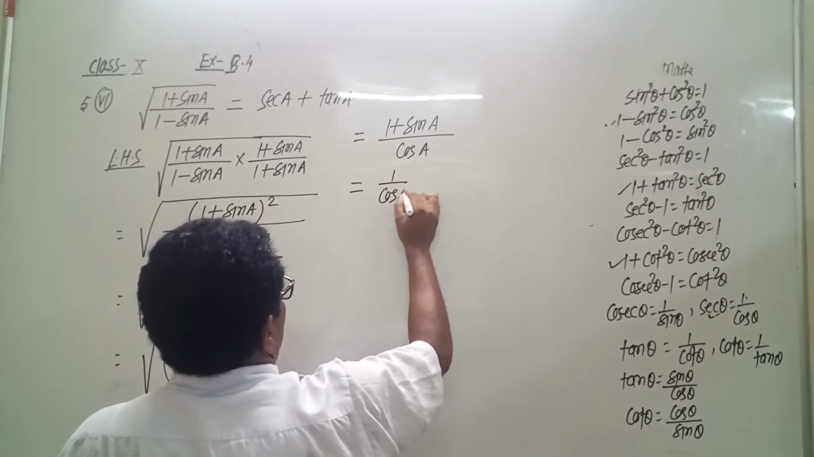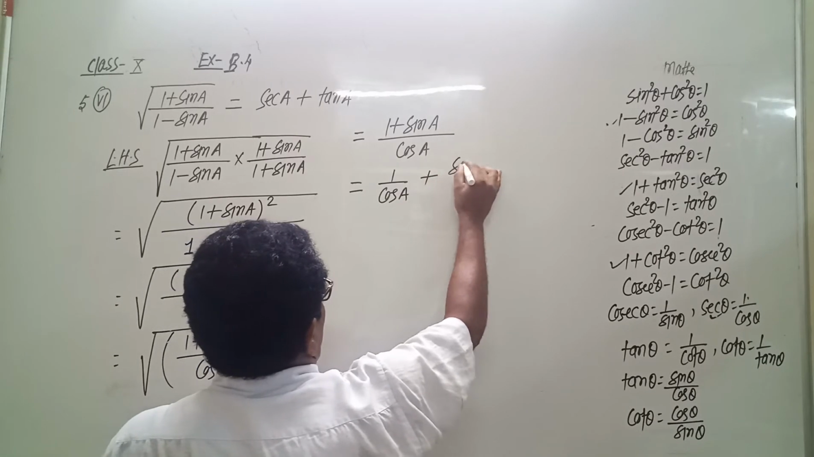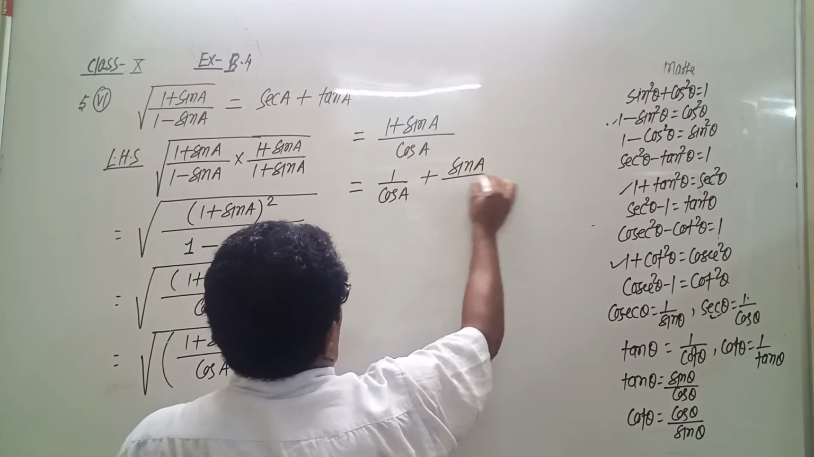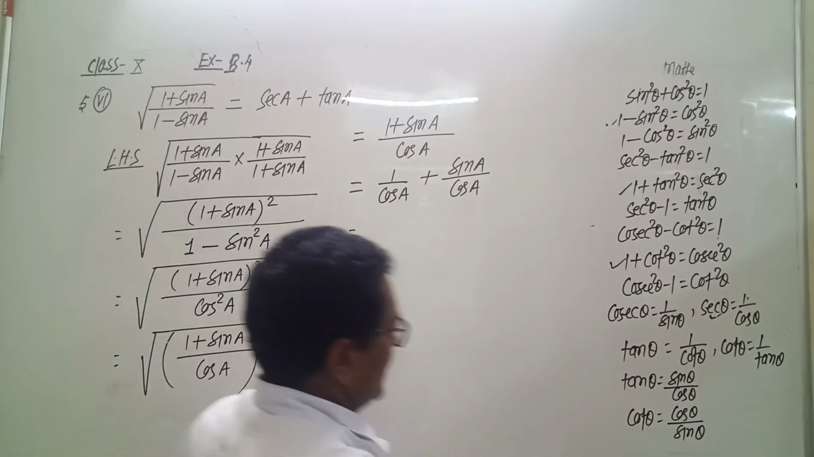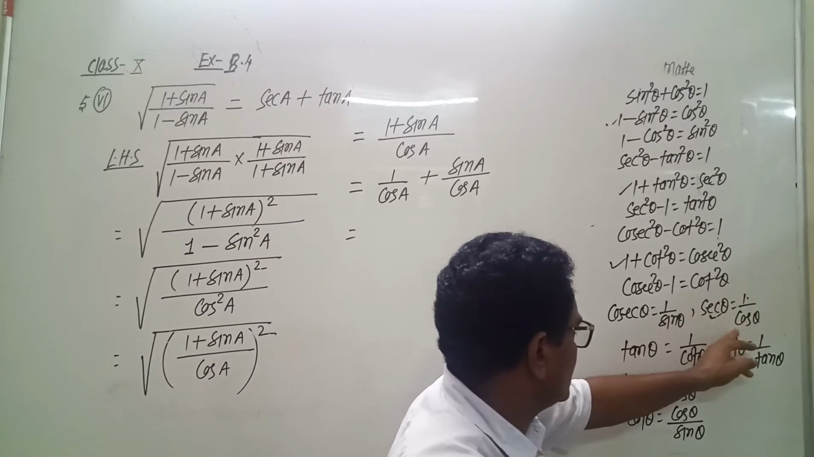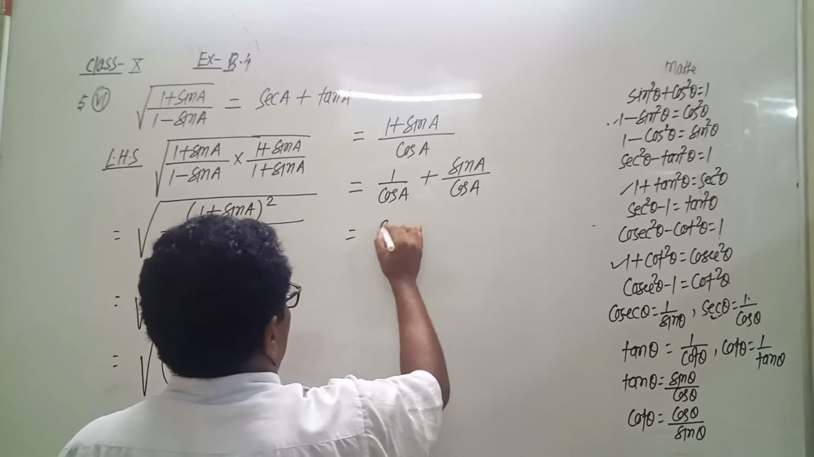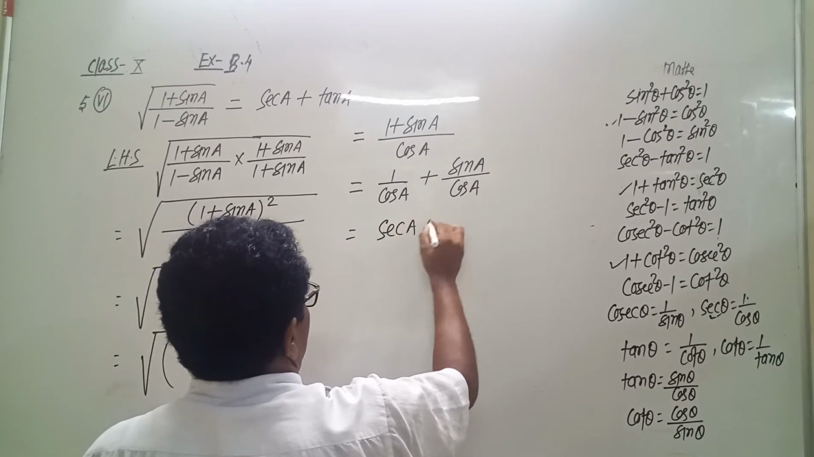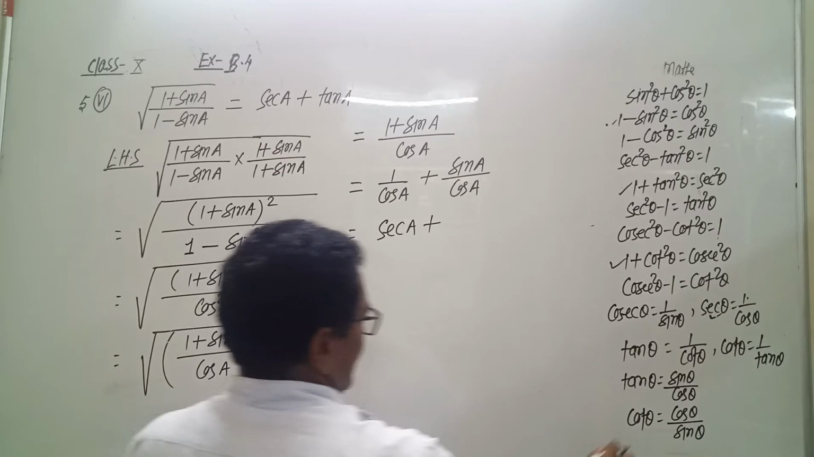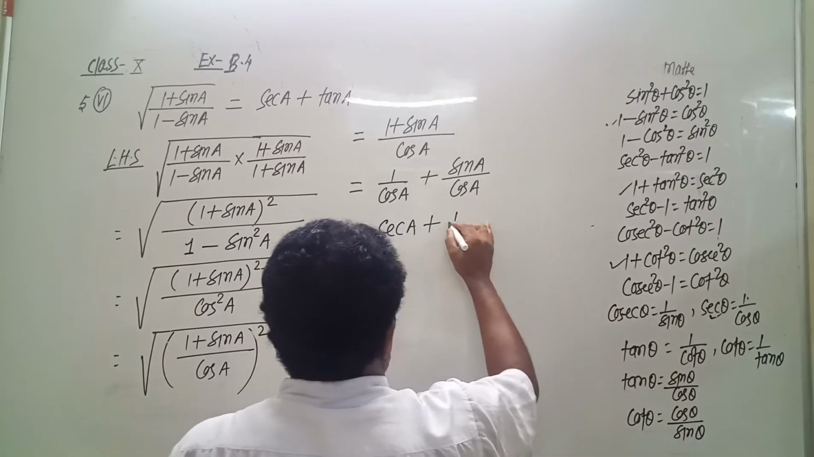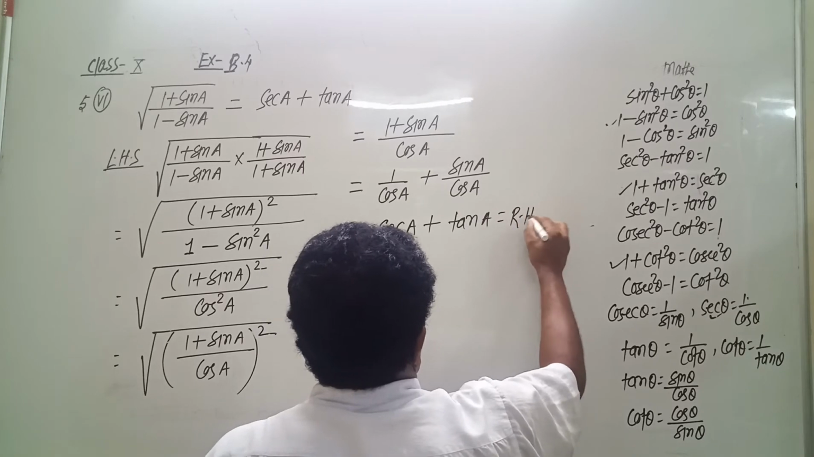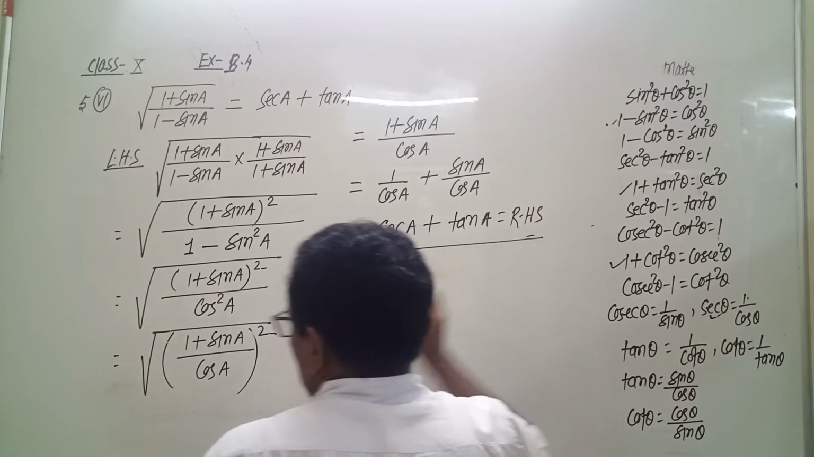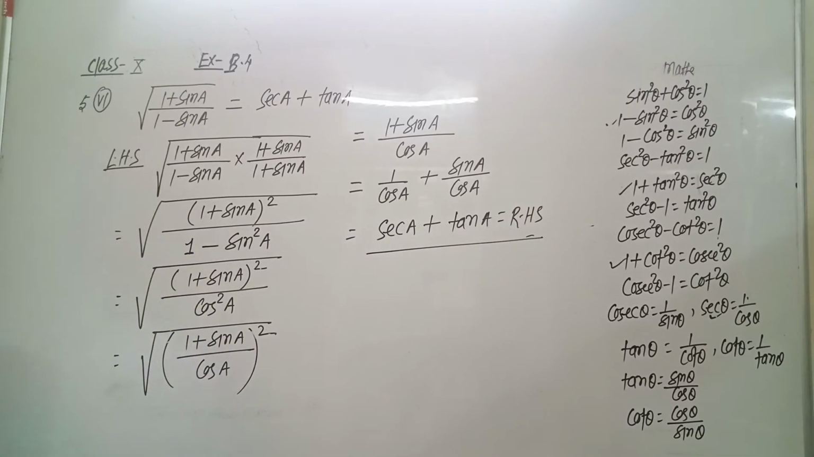So 1 by cos A plus sine A upon cos A. And the formula for 1 by cos is equal to sec. So 1 by cos A is sec A, and sine A by cos A is tan A, which is RHS. So we have proved LHS is equal to RHS.